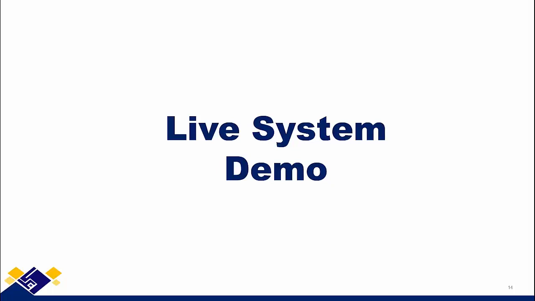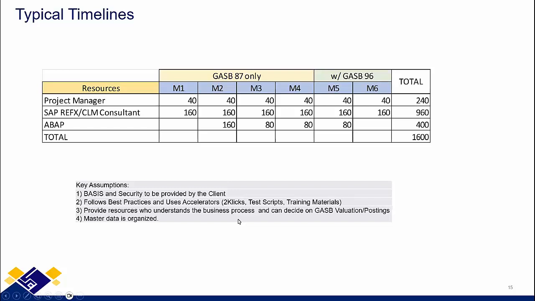So the objective of showing the SAP system is to give you an idea of how robust this is compared to managing your GASB 87 and 96 requirement using Excel. Okay, so for the next topic, I'd like to show you a typical timeline. If you're going to implement GASB 87 only, that's about 4 months. If you're going to implement GASB 87 and 96, you add an additional 2 months, so about 6 months of implementation. And the reason for this is because of the master data and how you build the system.